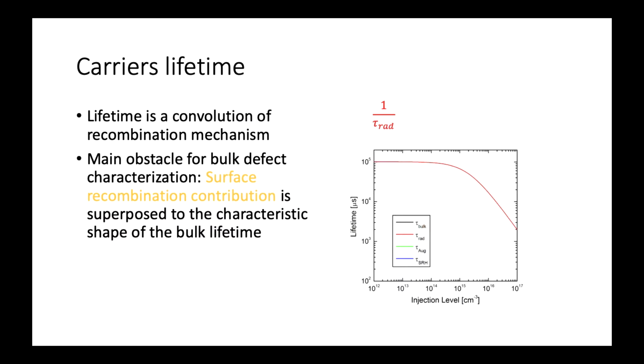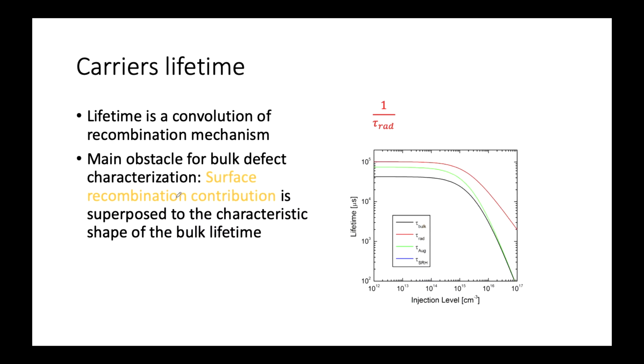Now, what is lifetime? Why is lifetime important? So what we measure is the effective lifetime. So let's see the components of the effective lifetime. The four mechanisms that we discussed previously all occur simultaneously in the sample, and the overall lifetime, or the effective lifetime, is the sum of those individual recombination rates.